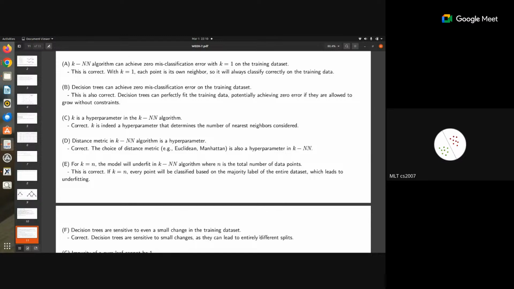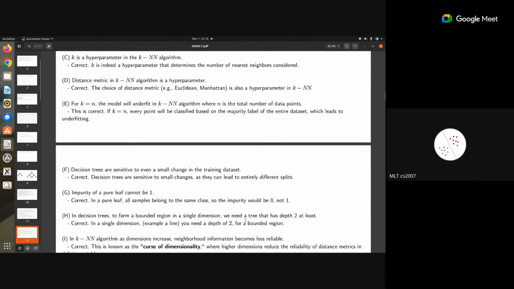It's okay, it is not in our syllabus, but you can think in that way. If you have different distances, their choice is dependent on us. So whatever is dependent on us, we have to treat as a hyperparameter. What about option E? Underfit, they are saying. That is okay. This is correct. What about F?